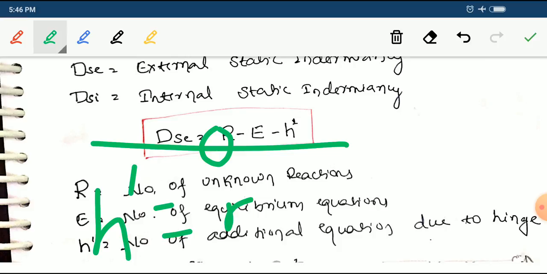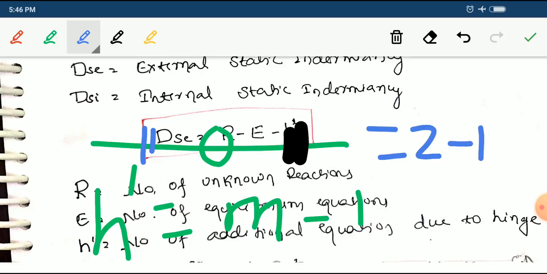Means I will tell this is m minus 1. So this internal hinge is connected with how many members here? It is connected to 2 members, 1 and this one is 2. So how will we calculate? Members is 2 minus 1. So h dash value will be equal to 1. Okay, I think you got an idea about this one.